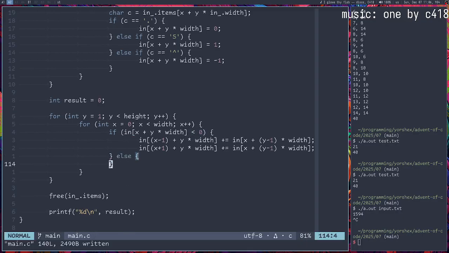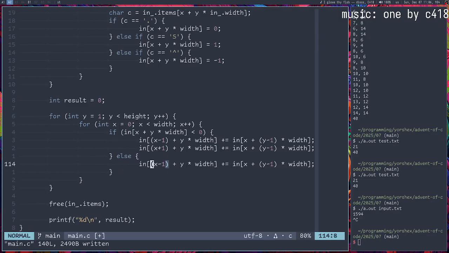Else, we simply add the value above. Simply add the value above to this cell.